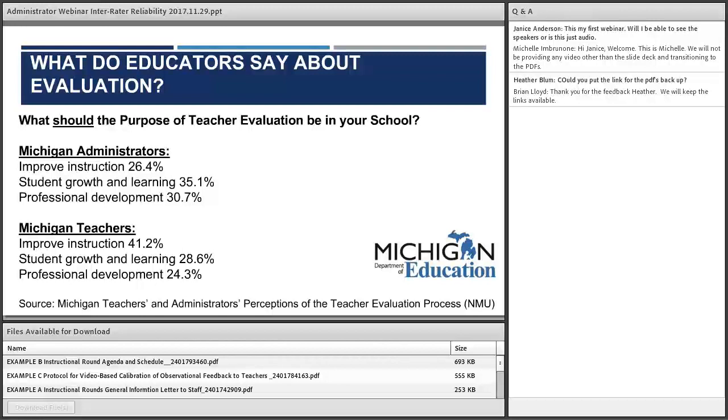And then after we've focused on how to deliver those messages, we need to make sure that our actions are aligned with those messages so that we're transparent and thoughtful about implementing our systems.